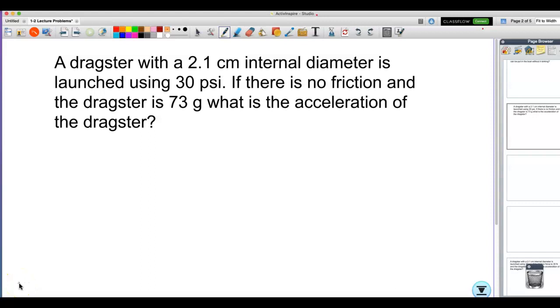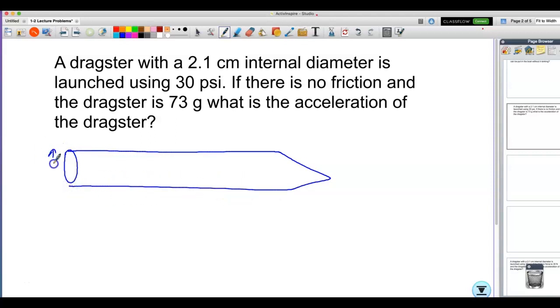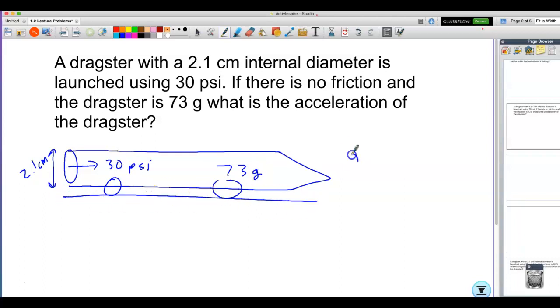All right, let's look at a problem with a dragster and pressure. So here we have a dragster. Let's draw this out. We've got this dragster, and it says it has an internal diameter of 2.1 centimeters. There's our dragster. And we put in 30 psi, and the dragster is 73 grams. And we want to know what the acceleration of this dragster is.